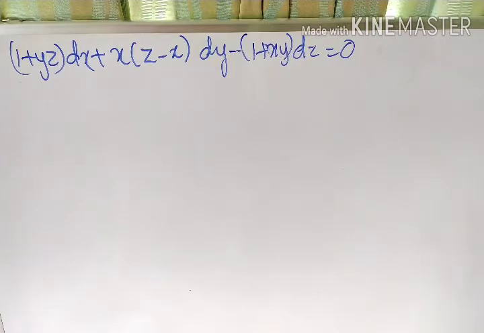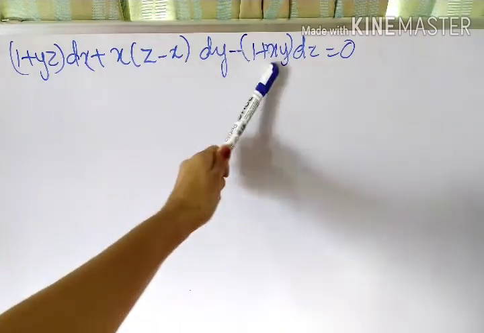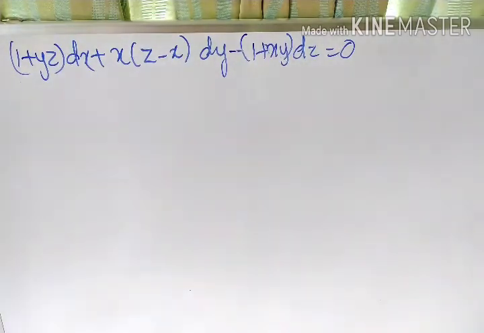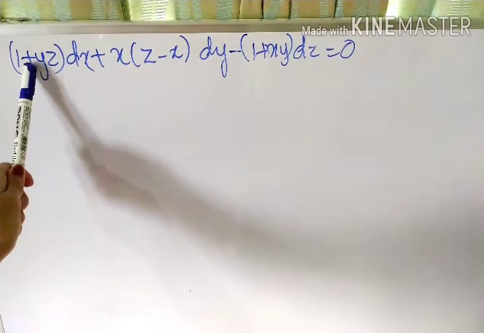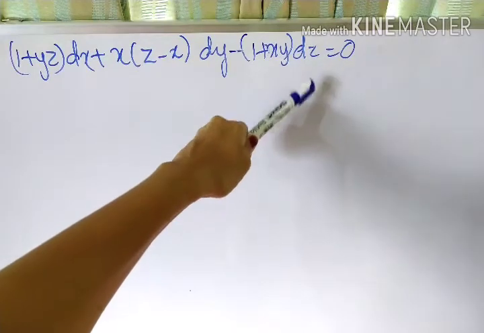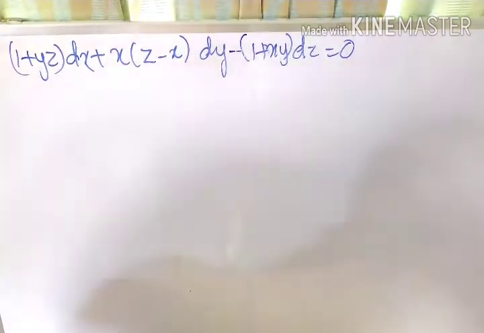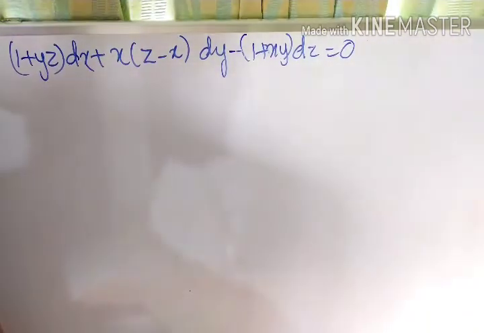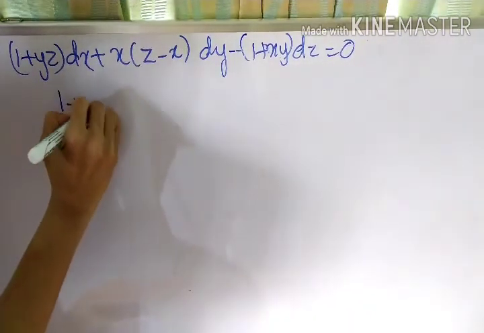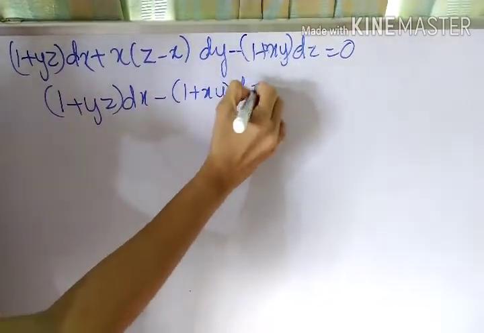At the same time, if you consider y as a constant, then the second term is gone. The remaining terms are easily integrable in terms of x and z, because you will have just (1 + some constant times z) dx, and (1 + x times some constant) dz equal to 0. So I am going to take y to be a constant and do the rest. So dy will be equal to 0. The remaining Pfaffian differential equation will be (1 + yz) dx − (1 + xy) dz = 0.